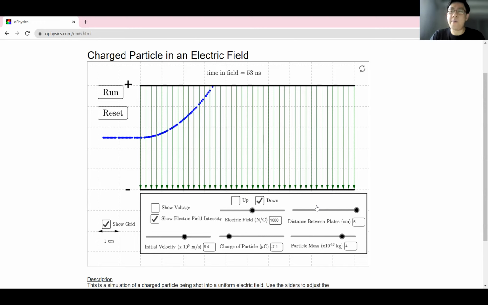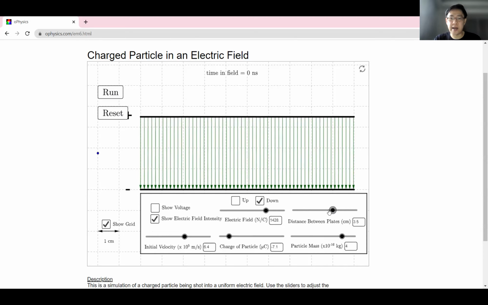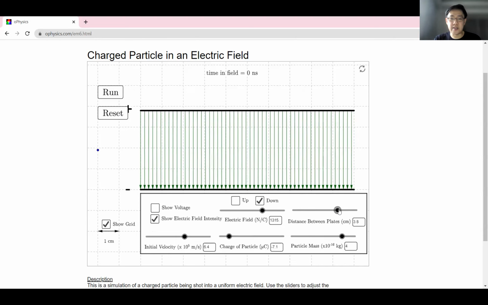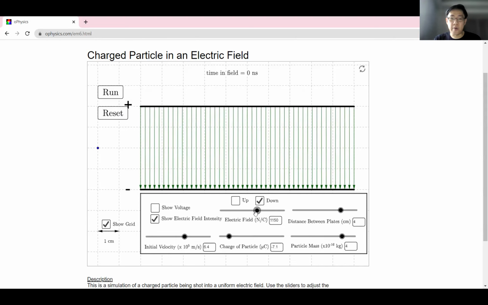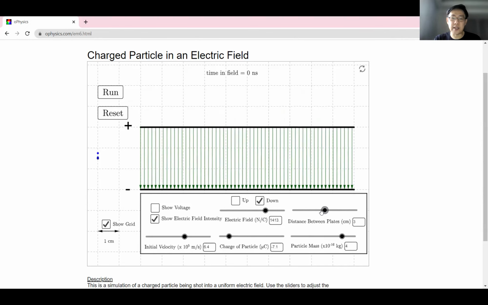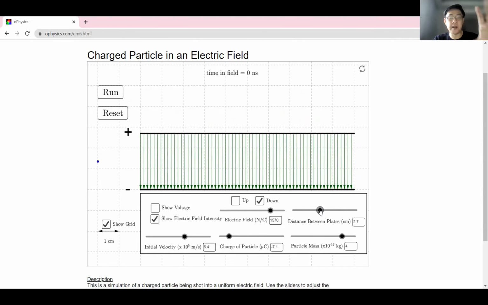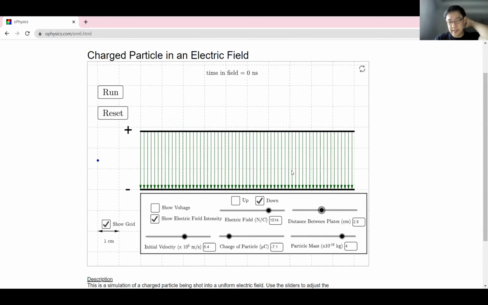I think this is way better than simply taking a look at the static figure in the textbook. There's a checkbox over here that says show voltage, but we'll talk about that way later. And you can adjust the distance between the plates. As you can see, when you adjust the plate, the electric field automatically changes. So we'll have a chance to look at the relationship between the distance between plates and the electric field generated.